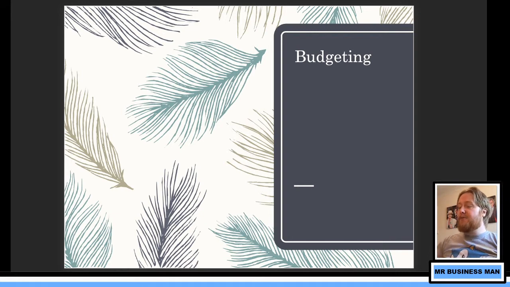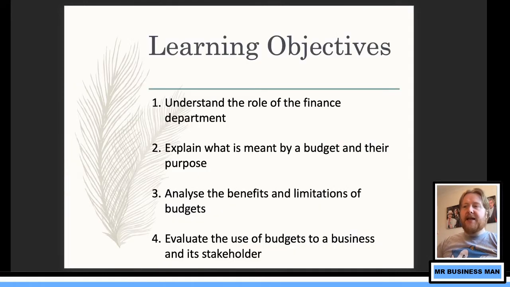But anyway, let's talk about budgeting. So this is budgeting, okay? What we're going to talk about today is understanding the role of the finance department. We're going to understand what is meant by budgets and their purpose, analyse the benefits and limitations of budgets, and then evaluate the use of budgets to a business and its stakeholders. So as we usually do: understand, explain, analyse and evaluate.